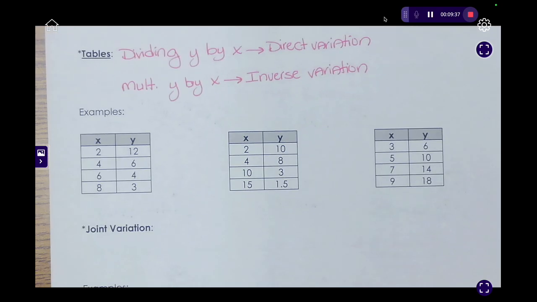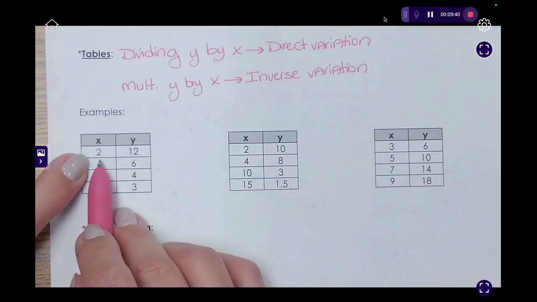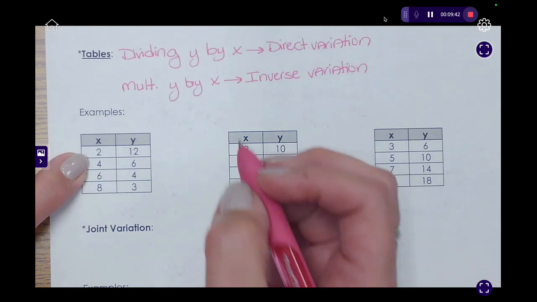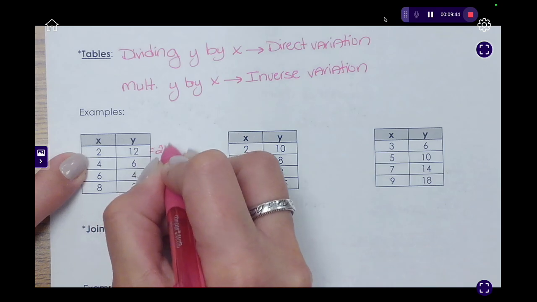So if I look at the first one, so if I look at 2 times 12, I know that would give me 24.